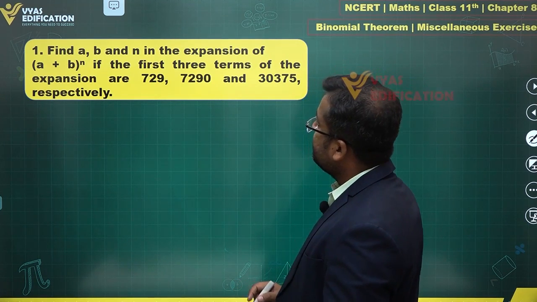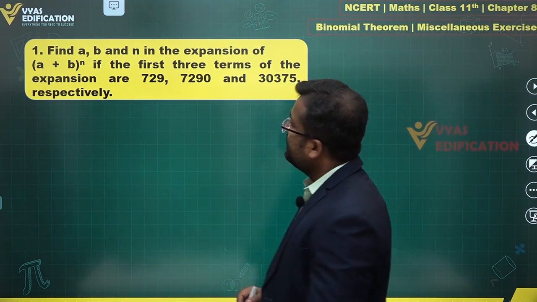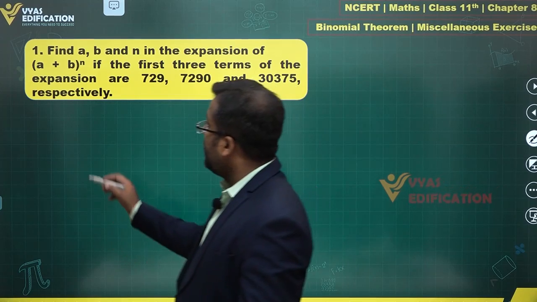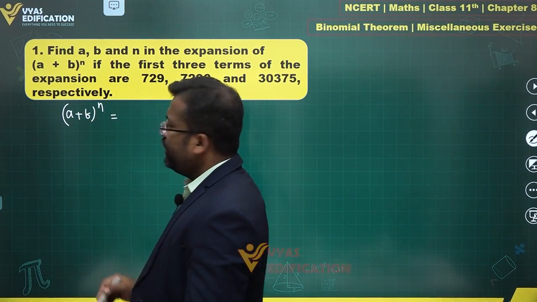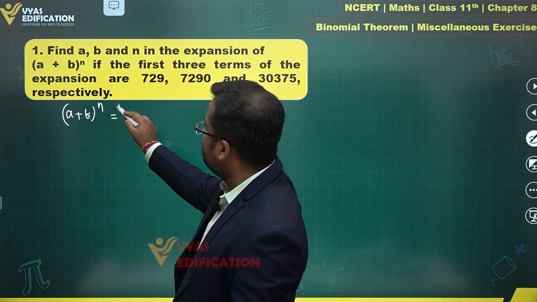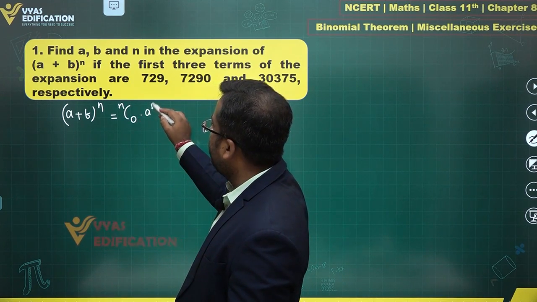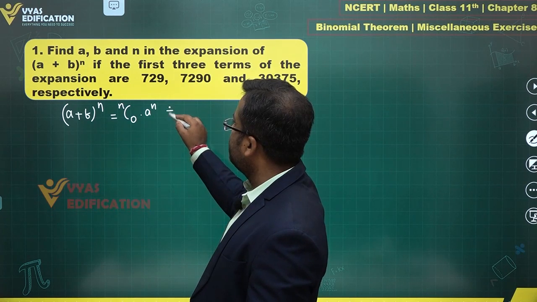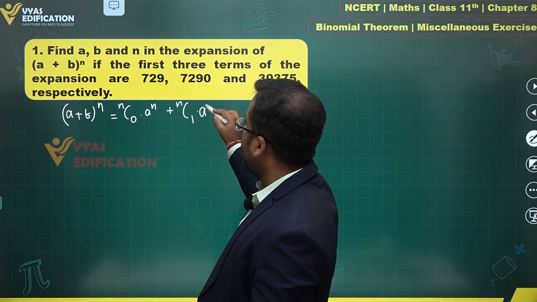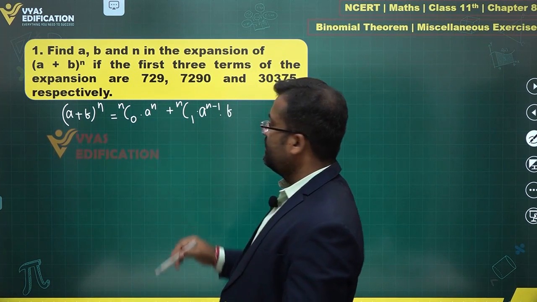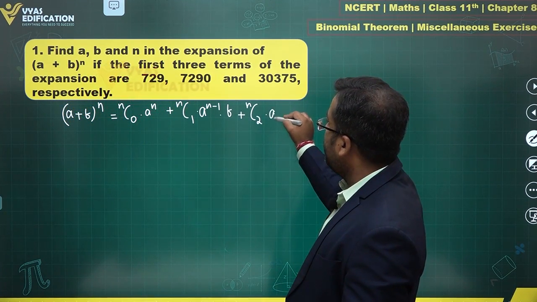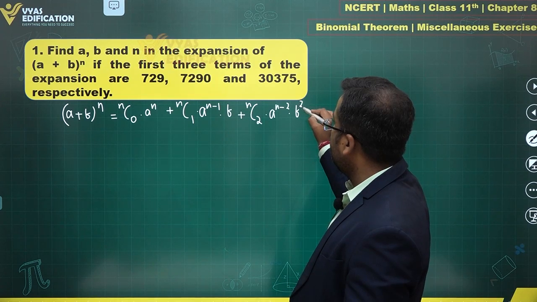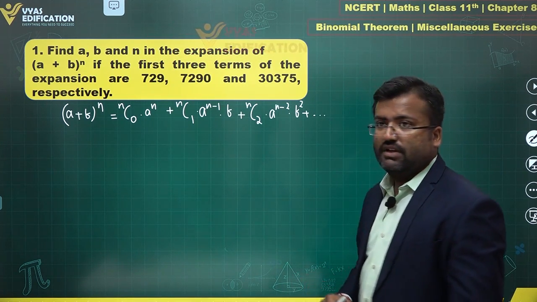a, b and n in the expansion of this, the first three terms of the expansion, right? So (a + b) whole power n, what do you think will be the first term? The first term will be nC0 a^n b^0, plus nC1 a^(n-1) b. This is what you have. The next term will be nC2 a^(n-2) b^2 plus dot dot dot. This is what you have, right?